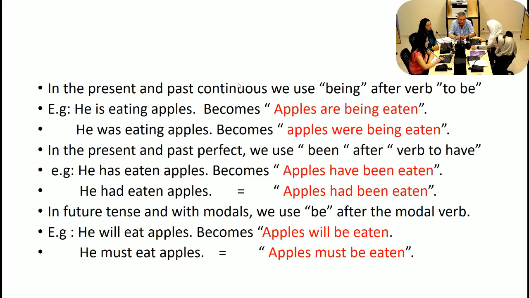In the present and past perfect, we use been after the verb to have, sorry. For example, he has eaten apples becomes apples have been eaten. Again, here he takes has, but apples takes have. He had eaten apples becomes apples had been eaten.